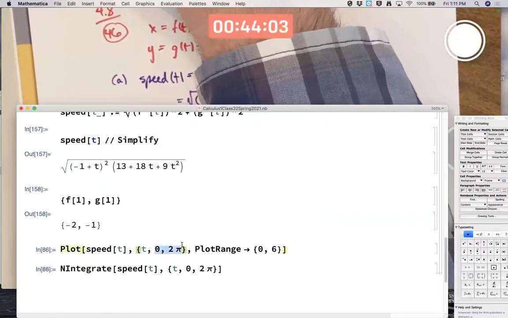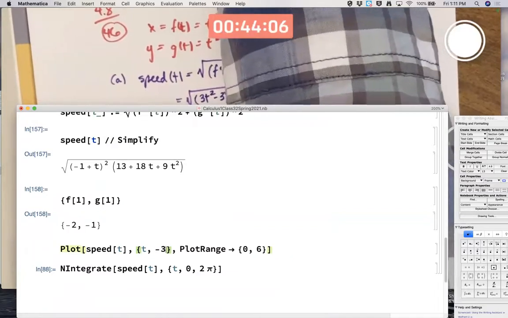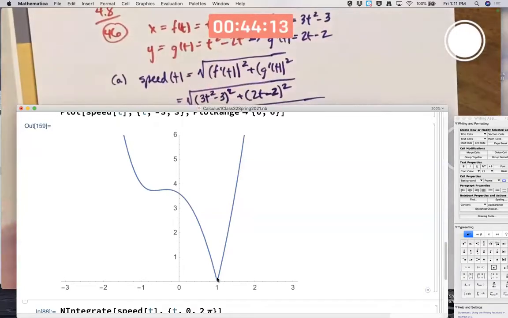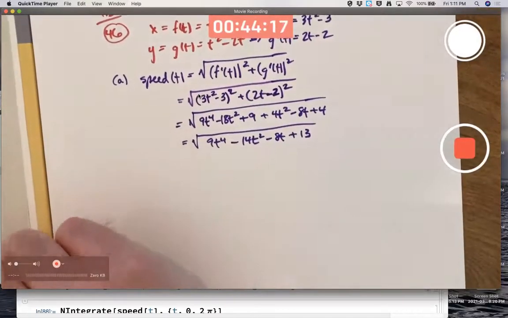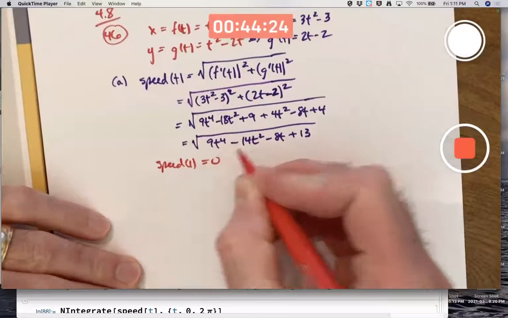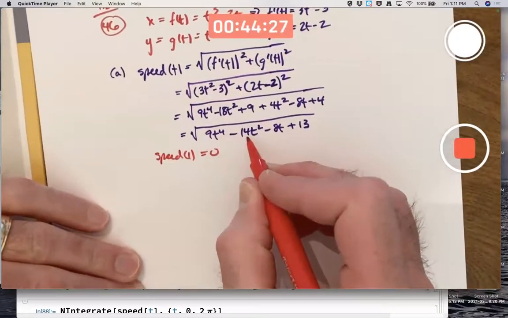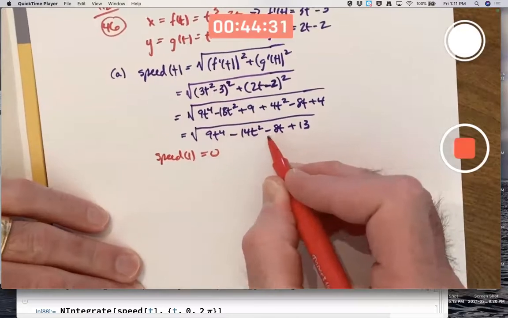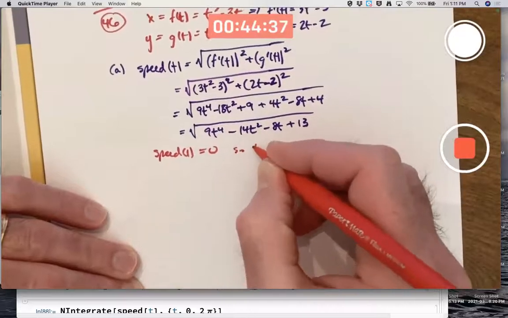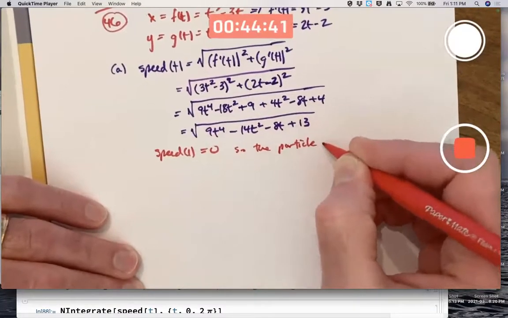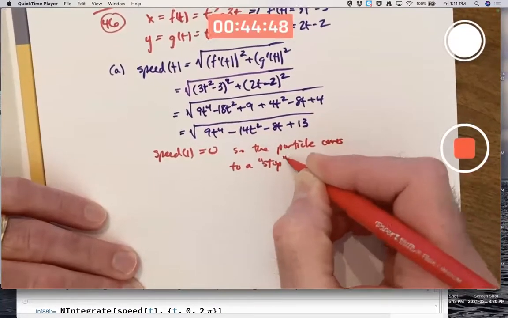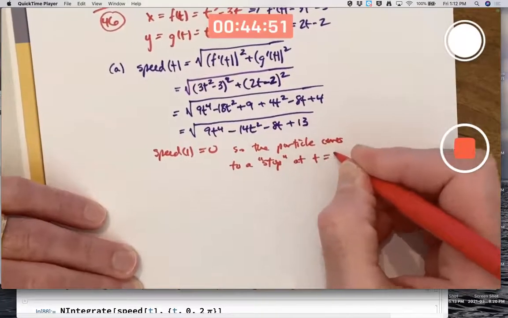If we plot the speed, we do see it's 0 when t is 1. Okay, that's the speed function. So that's the answer: speed of 1 is 0. You can plug in 1 here to double check it. 9 minus 14, when you plug in 1, gives you -5 plus or minus another 8, -13 plus 13 is 0. Speed of 1 is 0, so the particle comes to a "stop", with the word stop in quotes, because it doesn't stop for more than an instant at t equals 1.